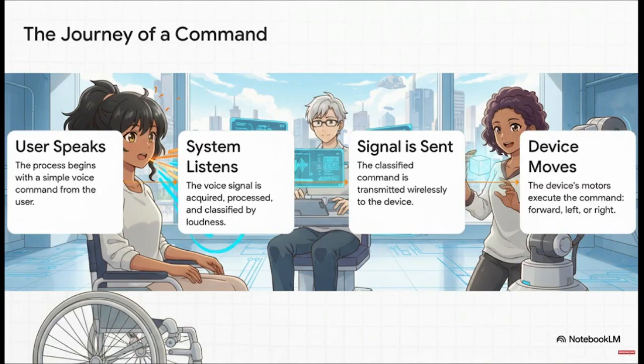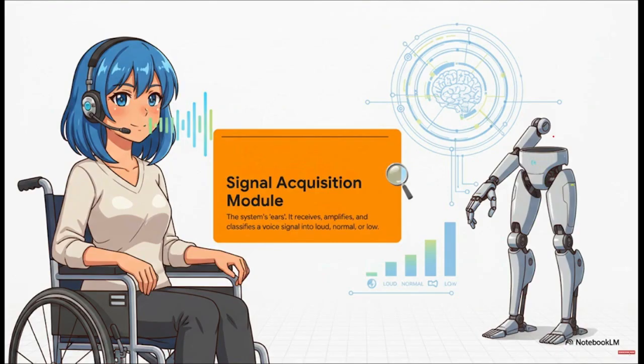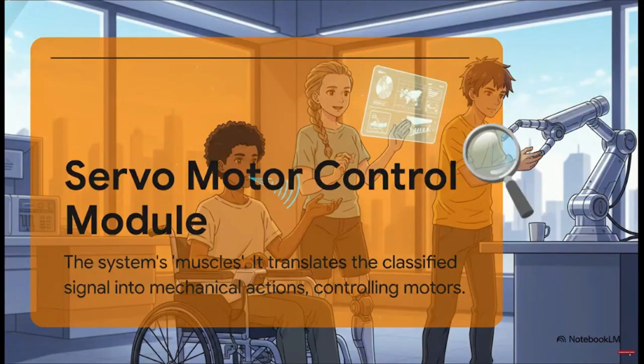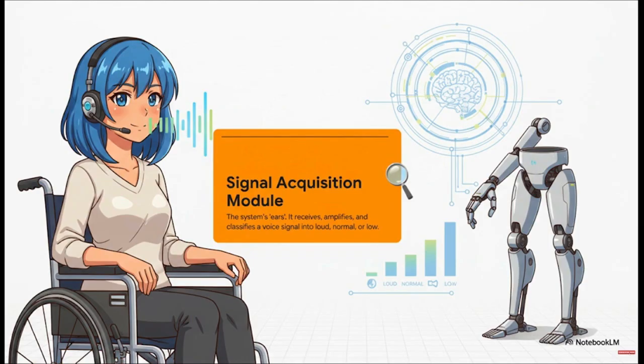So what is the journey of a command? The user speaks, the system listens to it, and the signal is sent to the classifier. After it is classified, it is transmitted wirelessly to the device that we want to move. The first module is signal acquisition, which will acquire the signal. For a speech signal, we can use any kind of microphone.